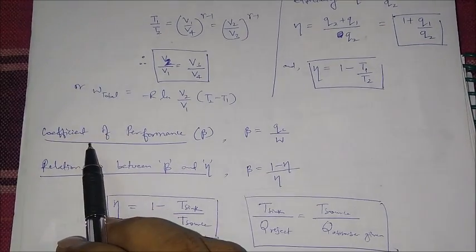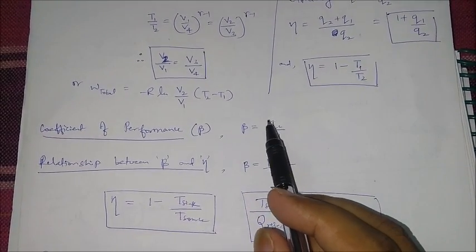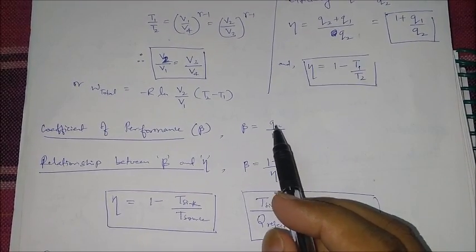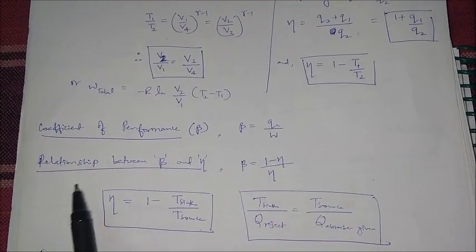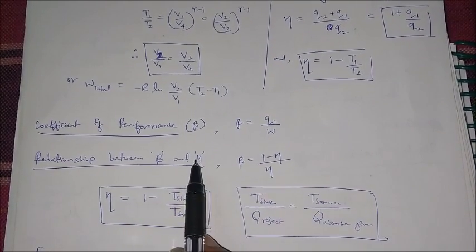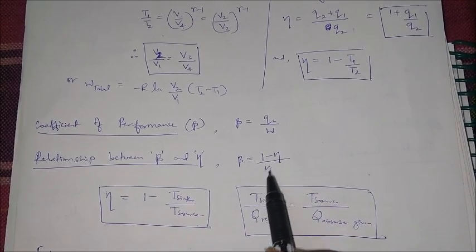Now there is one more thing called coefficient of performance, denoted by beta, and that is equal to QC upon W. QC is the heat absorbed during the process and W is the work done. Now the relationship between beta and eta, the coefficient of performance and efficiency, is given by beta is equal to (1 minus eta) upon eta.